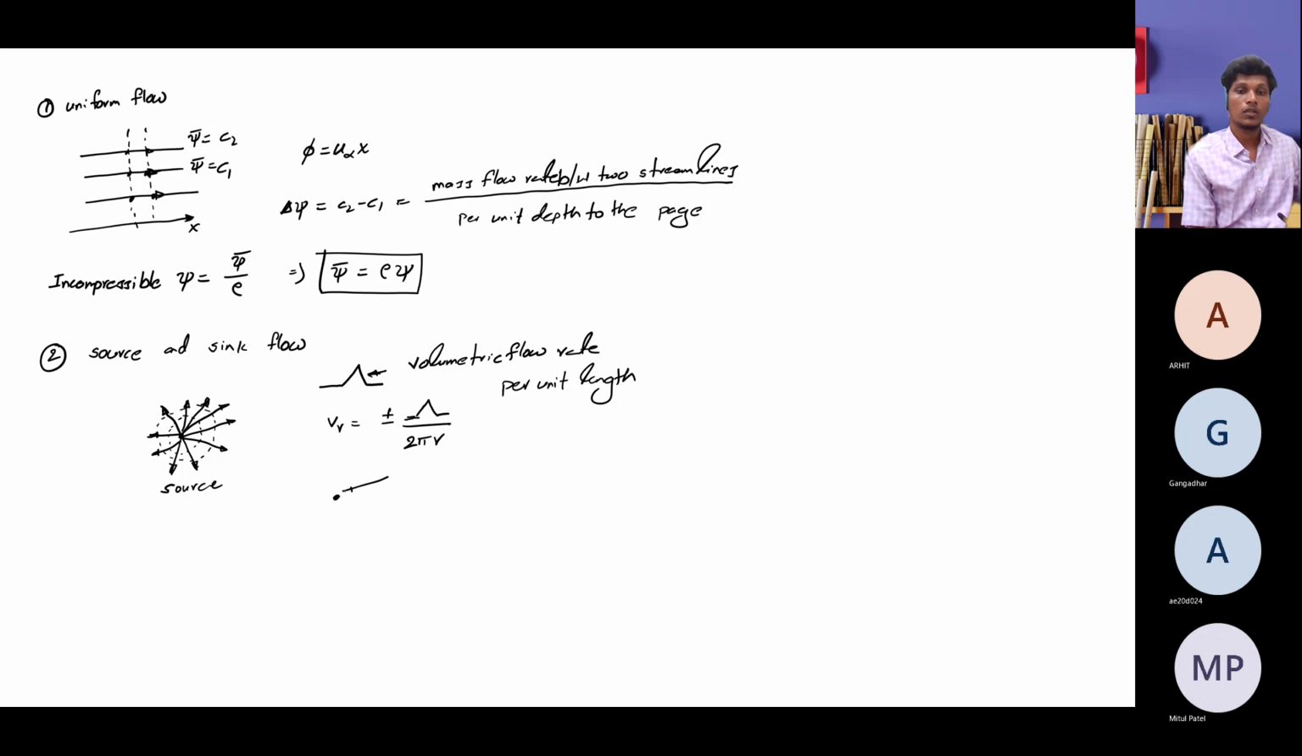Fluid should sink radially, come inside and disappear at this point, and the same concept works again. The volumetric flow rate should be the same if you draw any circle around this sink. Okay, this is the idea. So for the sink, the sign is negative.